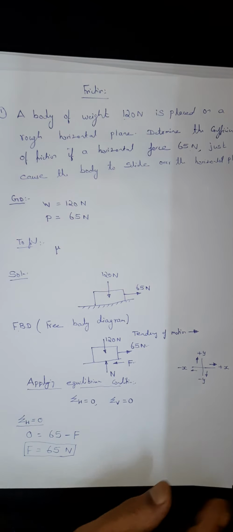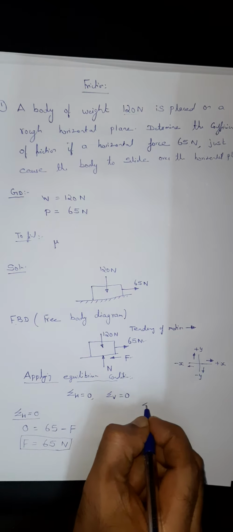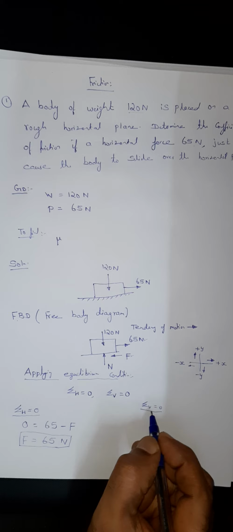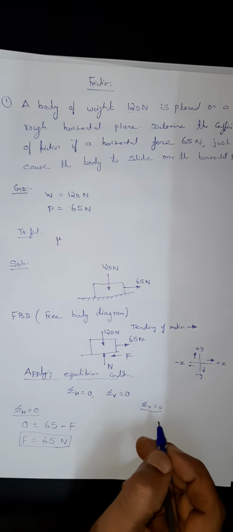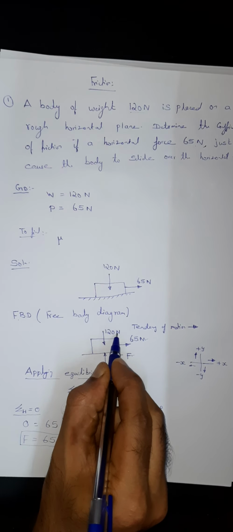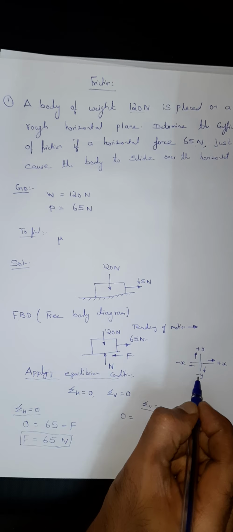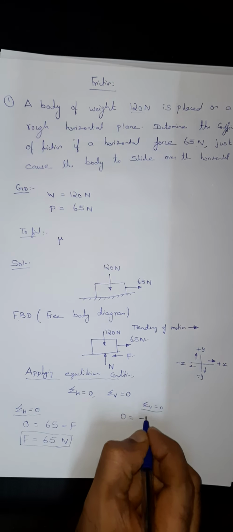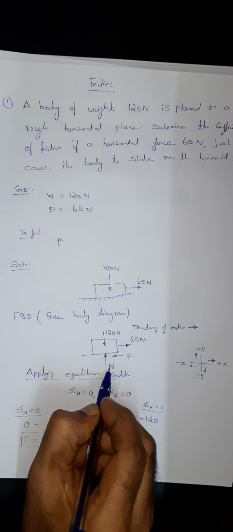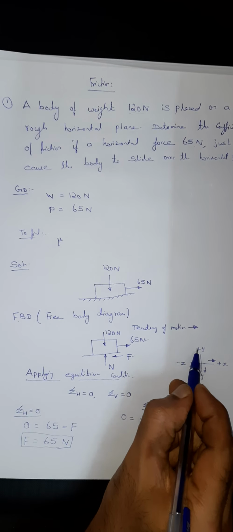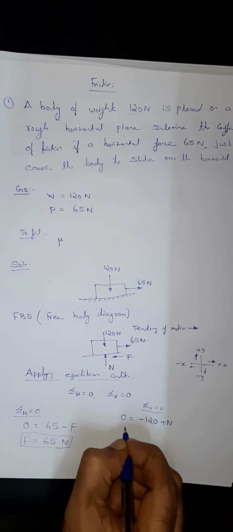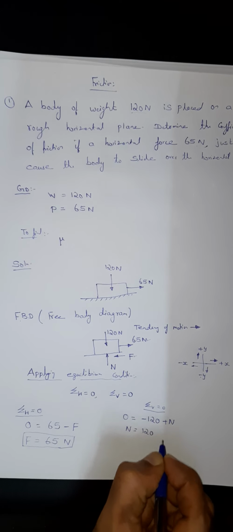Now summation V equal to 0. So we are going to resolve all the vertical forces. So 0 equal to 120, which is acting vertically downwards and carries the negative sign, so minus 120, and the normal reaction, which is acting vertically upwards and carries positive sign, so plus N. Therefore N is equal to 120 Newton.